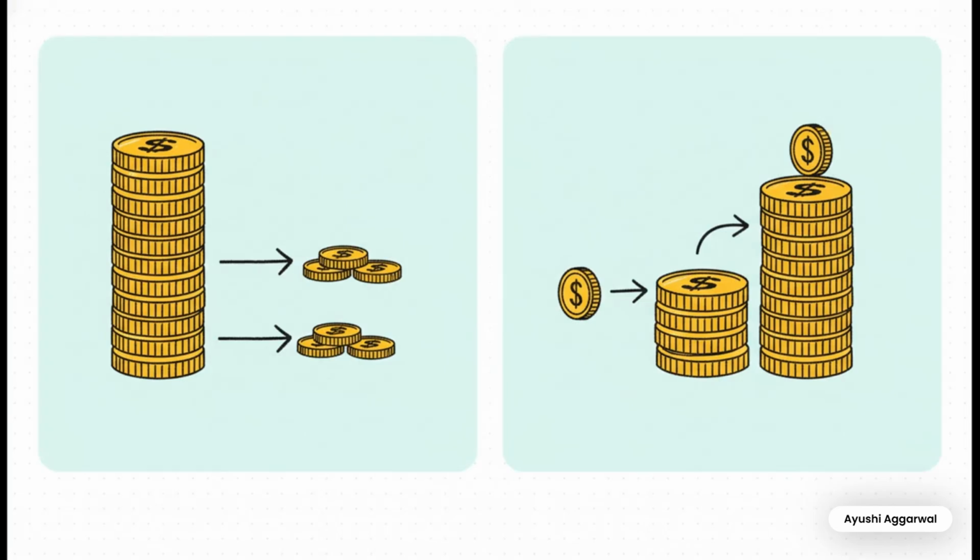First things first, what's the big difference here? Well, simple interest is always calculated on the initial amount, the principal. But with compound interest, and this is absolutely crucial, the interest is calculated on the principal plus all the previous interest that is accumulated. In short, it's interest on interest.